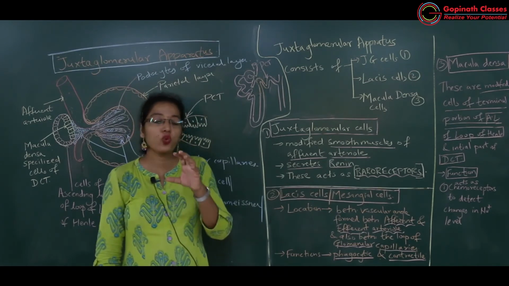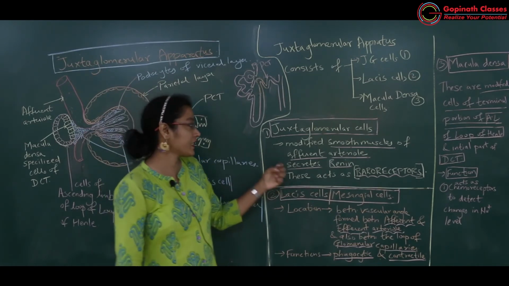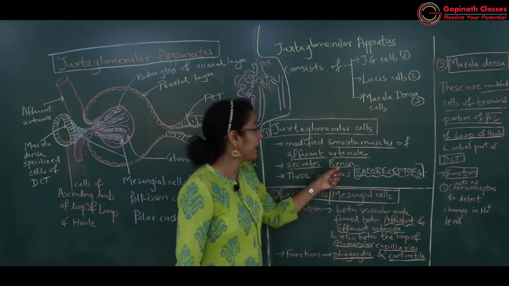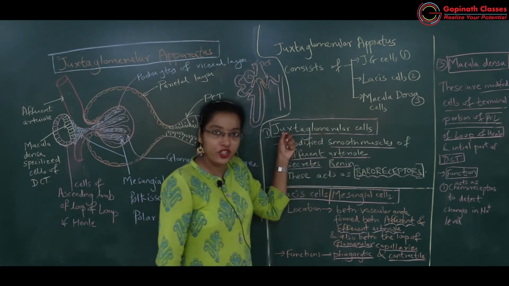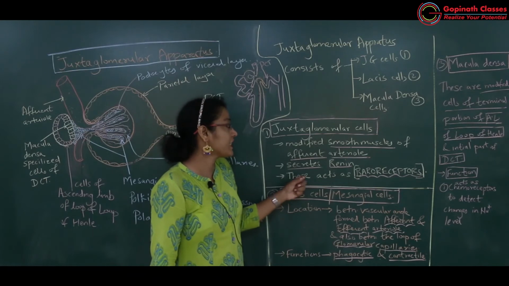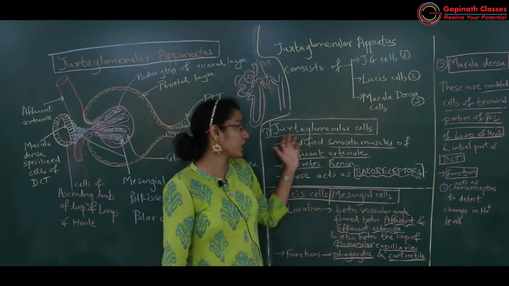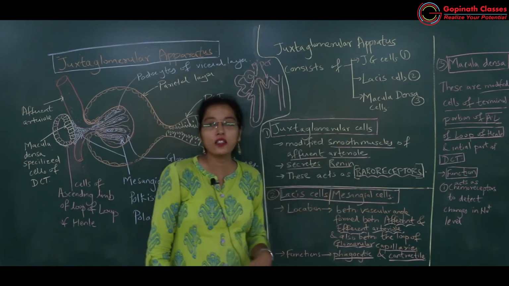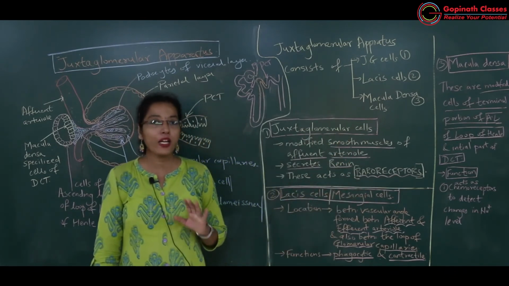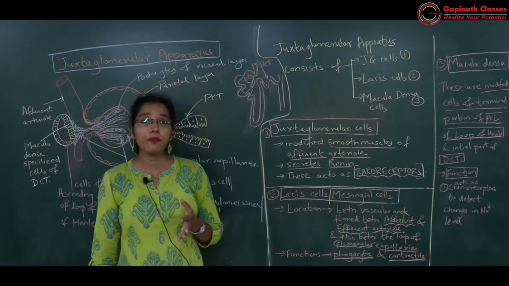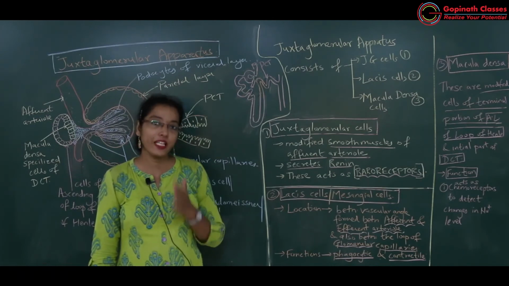Okay, got it? So vasoconstriction का काम किसका है? renin का है. Renin is produced by the JG cells. Got it? These act as baroreceptors. Okay, juxtaglomerular cells क्या करते हैं? They are acting as baroreceptors. Baroreceptors means they detect the pressure.